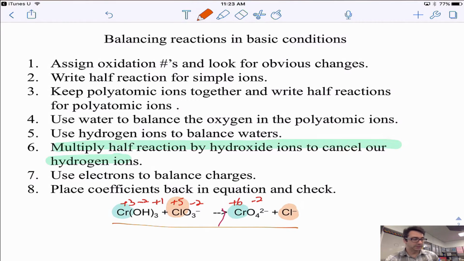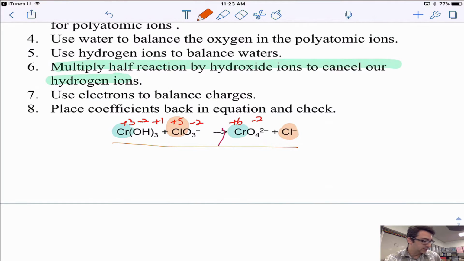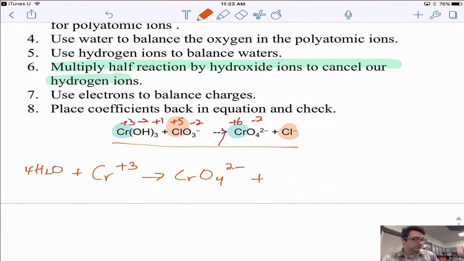So now I'm going to write my half reactions, and I'm going to go from Cr plus 3 to CrO4 2 minus. So I have my Cr plus 3 goes to CrO4 2 minus. Now from here, I'm going to balance for the number of oxygens using water. So I'm going to have plus 4 H2Os on the left. And then I'm going to balance for H pluses on the right, to balance the H's. I'm going to have 8 H pluses.